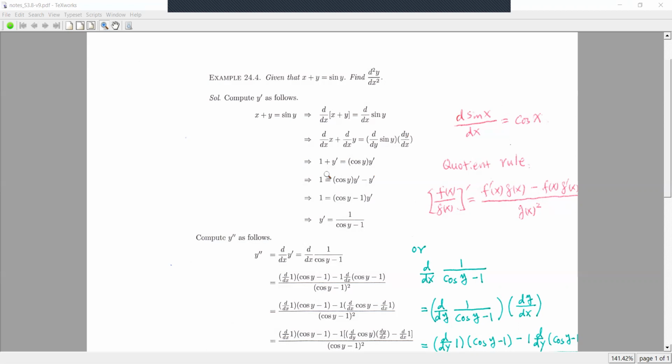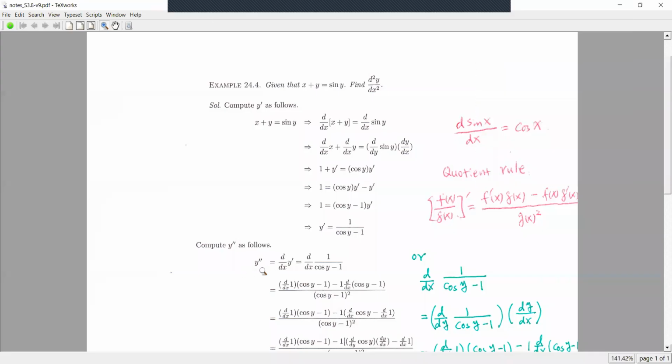Now solve the equation for y prime. Move the second term to the right hand side. Then I have this equation. Factor out y prime. I have this equation. Move cosine of y minus 1 to the left side. Then I have this equation. This is the first derivative of y.